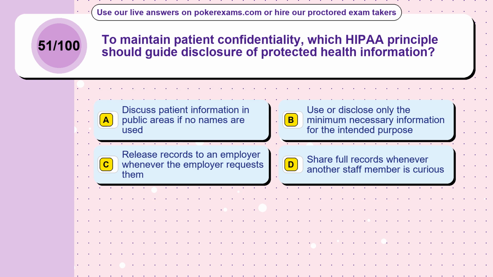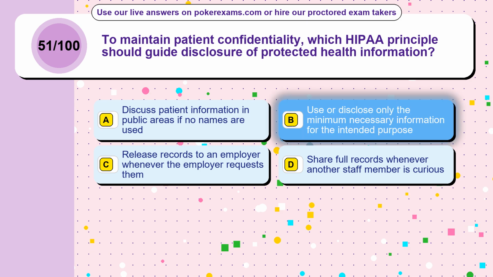Question 51. To maintain patient confidentiality, which HIPAA principle should guide disclosure of protected health information? Option A. Discuss patient information in public areas if no names are used. Option B. Use or disclose only the minimum necessary information for the intended purpose. Option C. Release records to an employer whenever the employer requests them. Option D. Share full records whenever another staff member is curious.